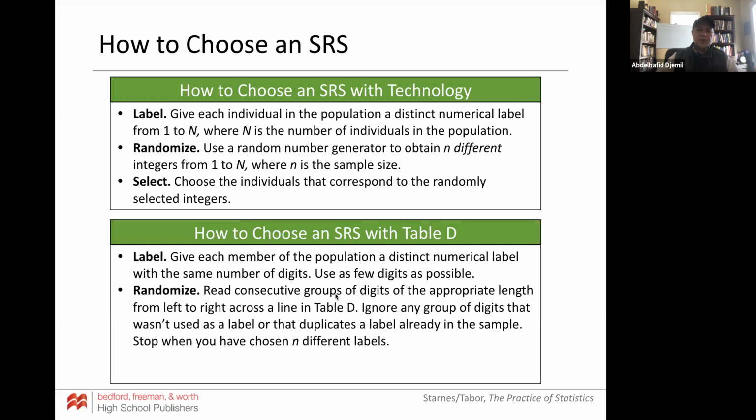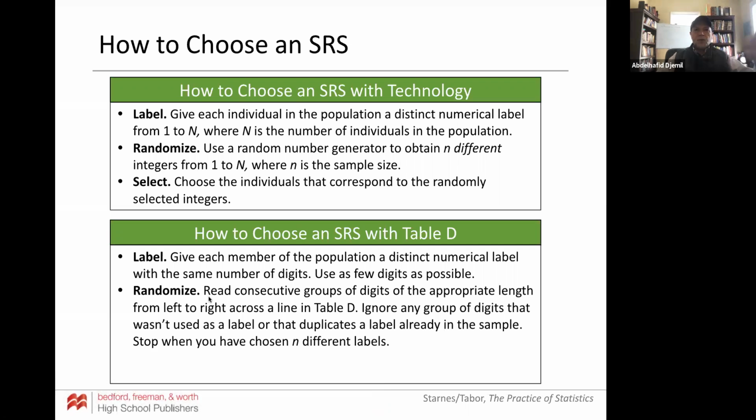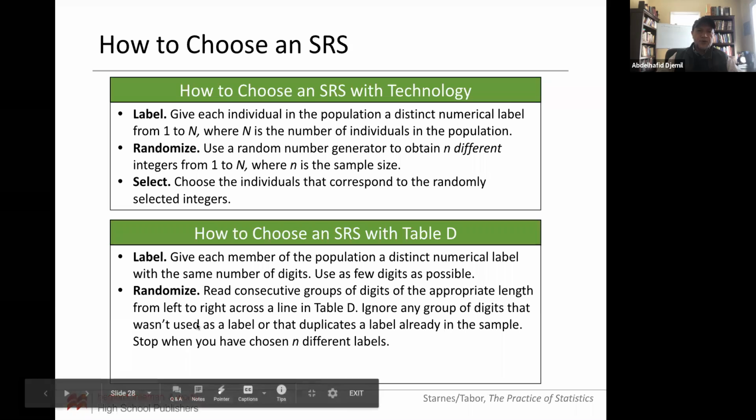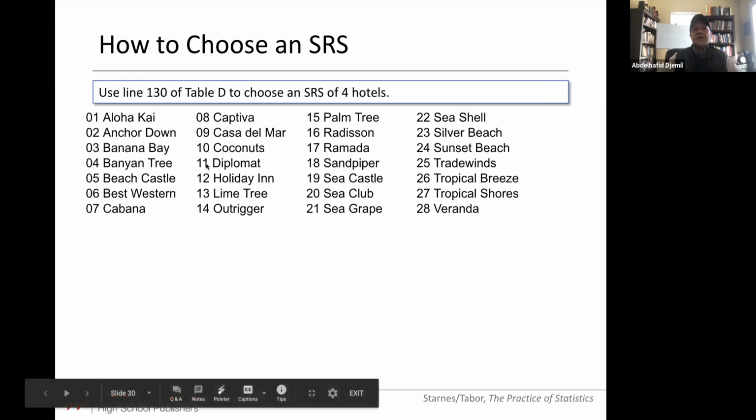We look at the table, we select a row or a column, and anything in that row or in that column that corresponds to the numbers we gave to our sample, we select them. And then we select the numbers. Let's look at an example here.